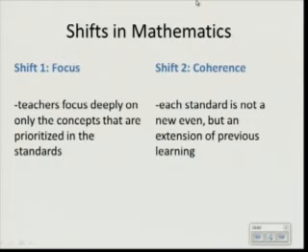Shift 2 focuses on coherence, that each standard is not a new event, but an extension of previous learning. Curriculum design and instructional planning carefully connect the learning within and across grades so that, for example, fractions or multiplication spiral across grade levels. Students can build new understanding onto the foundations built in previous years. As this becomes embedded in our curriculum documents and instruction, teachers can count on deep conceptual understanding of core content and build on it.